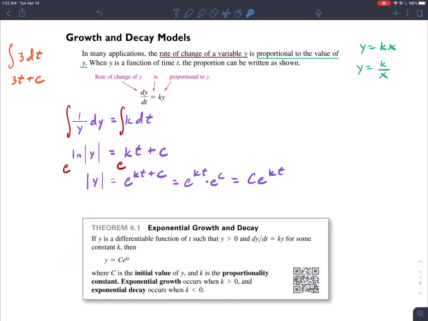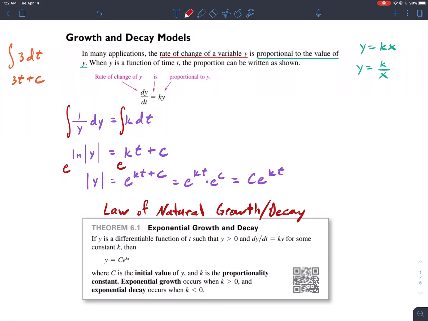And I will state that this is what we call the law of natural growth or decay.